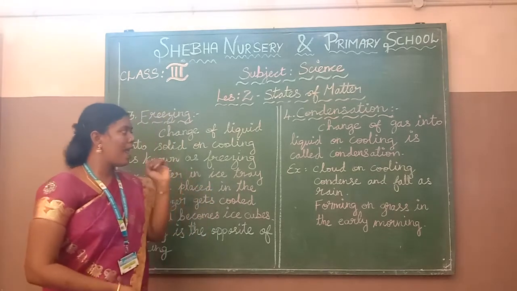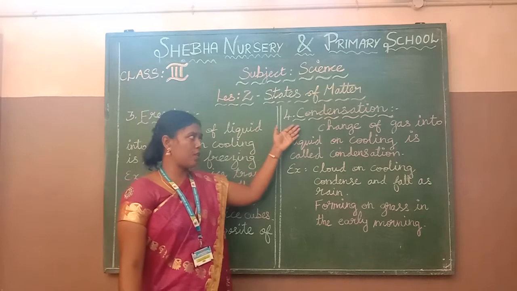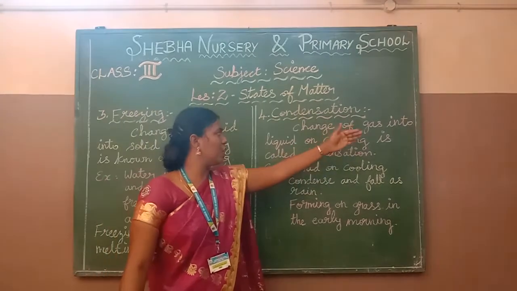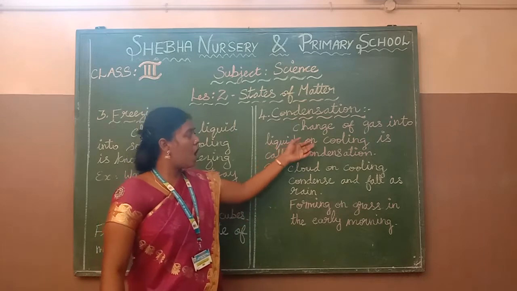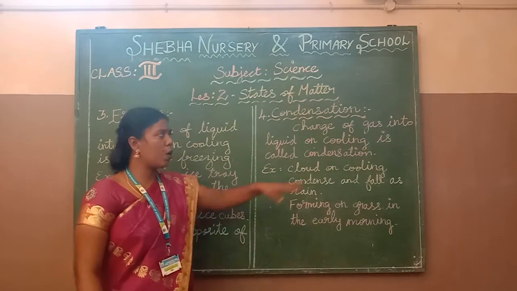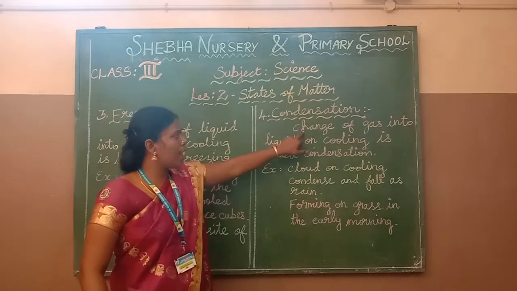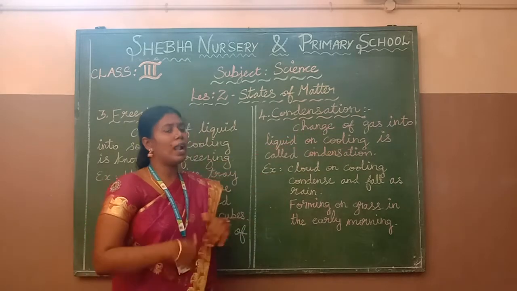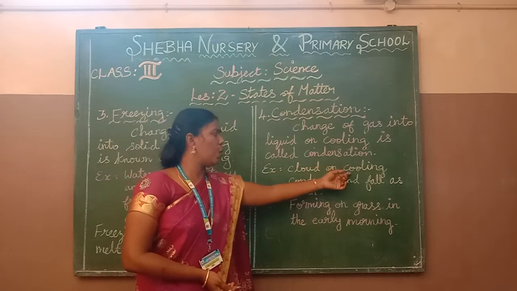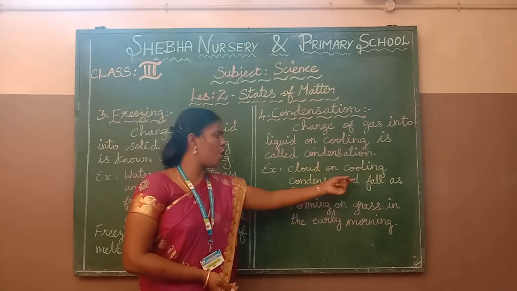Okay, next we are moving to the condensation process. What does condensation mean? Change of gas into liquid on cooling is called condensation. Condensation is also a cooling process. Then it becomes a change of gas into liquid. For example, clouds on cooling condense and fall as rain.